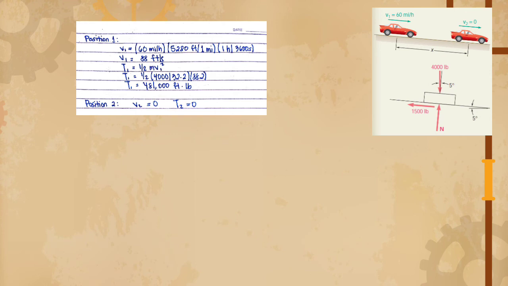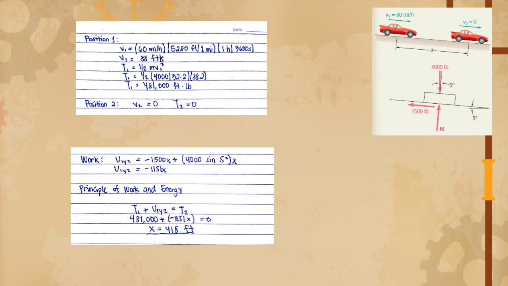And we got T sub 1 using the formula 1/2 times m v squared sub 1. Then we got a value of T1, which is equal to 481,000 foot-pounds. For position 2, basing on the problem, we have V sub 2 is equal to 0 and T sub 2 is equal to 0. Next is finding the work using the equation of U sub 1-2.